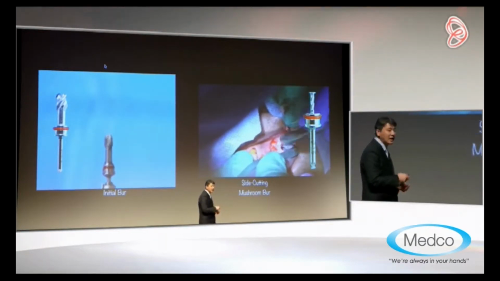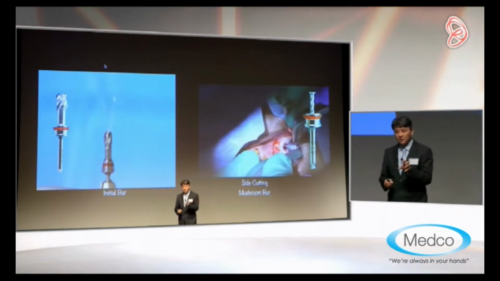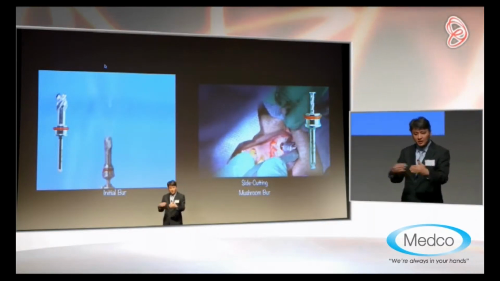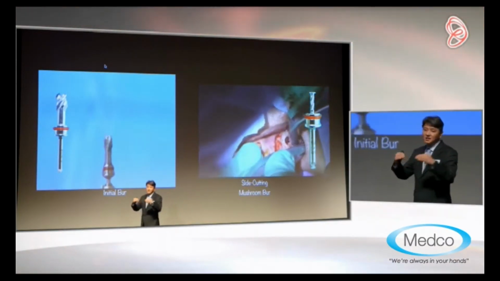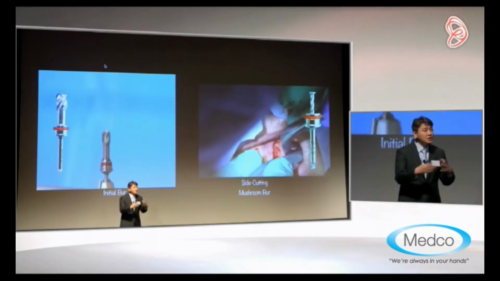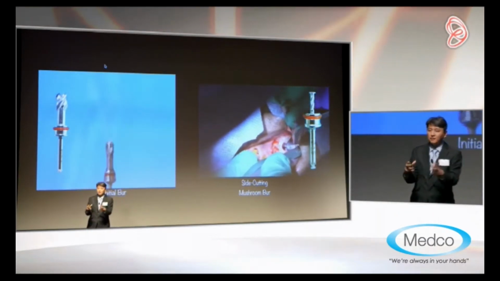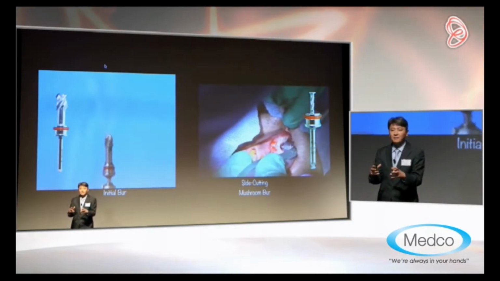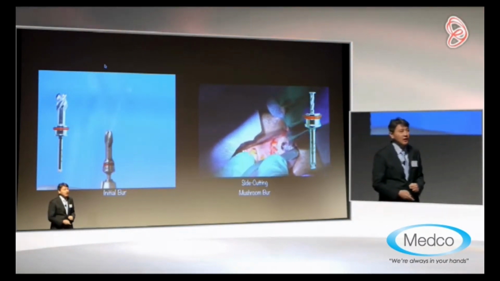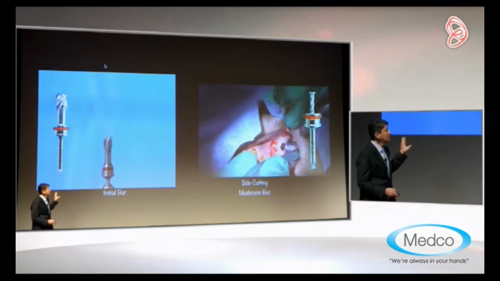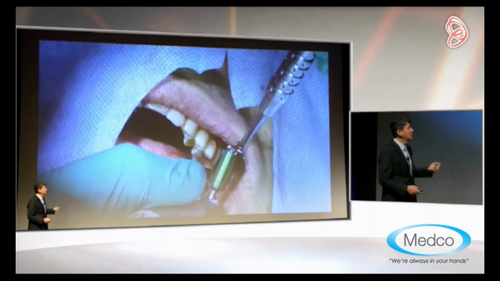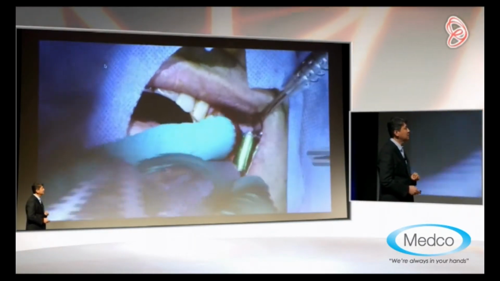Afterwards, we will use side cutting burr. Again, the water is protecting the membrane, and you are extending the window into any shape you want. Before, I was limited by making perfectly round shape, but now I can make any shape of window I want. So truly, this is iPhone 7 of sinus lift technique.